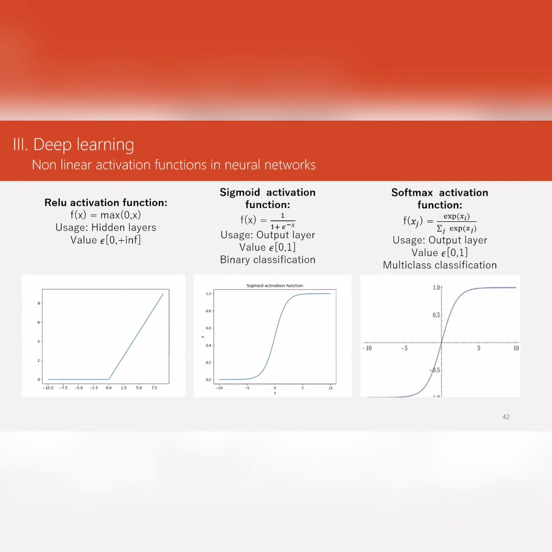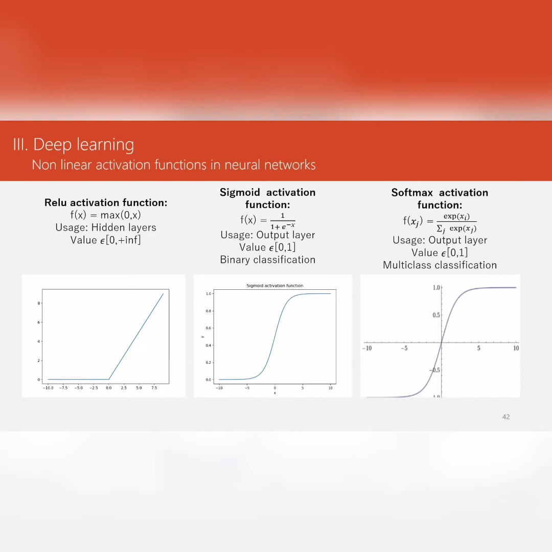Well, we said previously that each neuron passes the weighted sum of inputs to an activation function, and this function activates or deactivates this neuron. So here are some examples of the commonly used activation functions. So first we have the ReLU activation function that is commonly used in the hidden layers. It transforms negative inputs to 0 and does not change positive inputs.